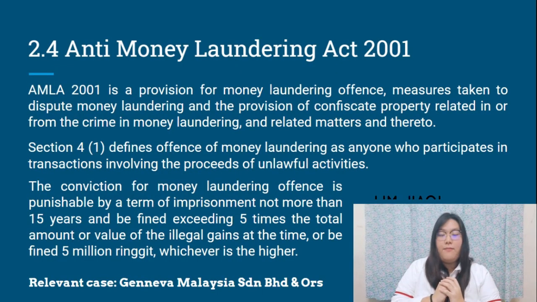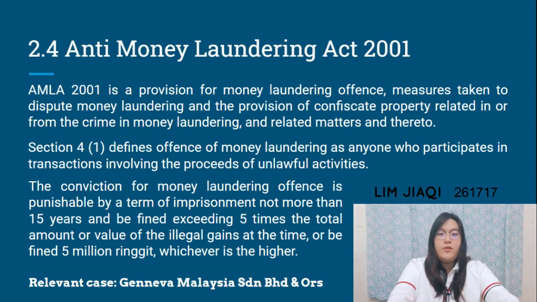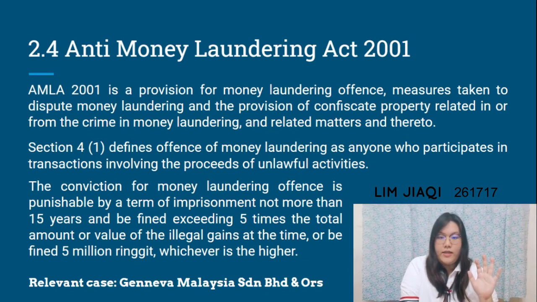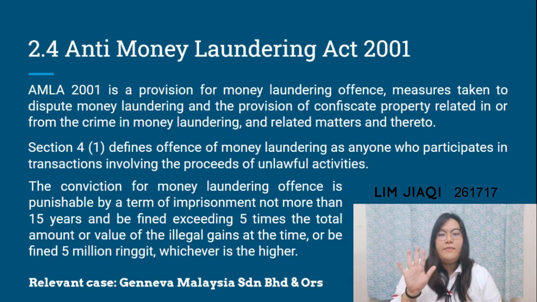Next, I will present the Anti-Money Laundering Act 2001. The Act provides for the money laundering offence, measures taken to prevent money laundering, and the confiscation of property related to or from the crime of money laundering and related matters. Section 4(1) defines the offence of money laundering as anyone who participates in transactions involving the proceeds of unlawful activities. Conviction for money laundering is punishable by imprisonment for a term not more than 15 years and a fine of not less than 5 times the value of the illegal gain at the time, or 5 million ringgit, whichever is higher. The relevant case can be seen in Grenada Malaysia Sendirian Berhad and others.